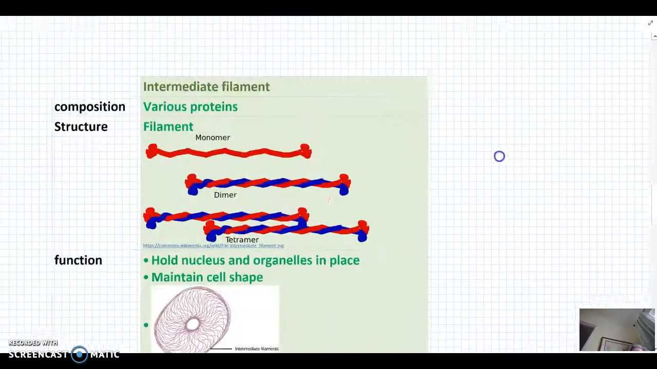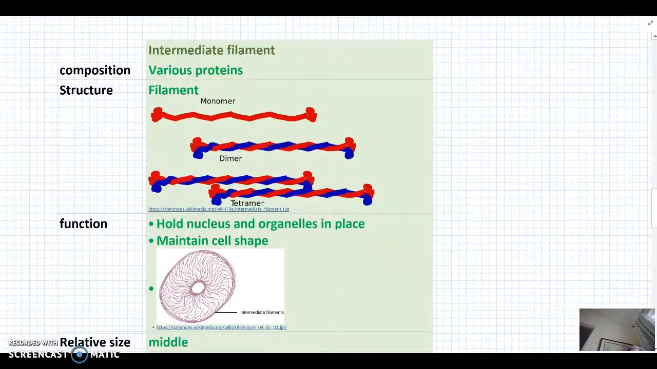The next filament is called an intermediate filament, and I bet you can guess it is the middle one in terms of size. It is intermediate. It is larger than a microfilament. It's smaller than a microtubule. It's composed of various proteins. It's not a polymer. Its structure is more filamentous. You can find one long protein. You can have a dimer of proteins kind of wound together, or even a tetramer formed by two dimers.